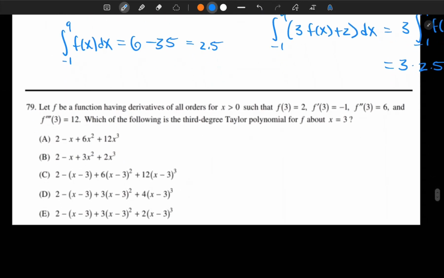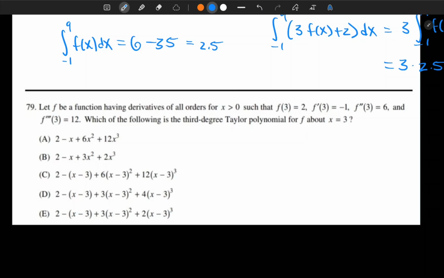Next, let f be a function having derivatives of all orders for x greater than 0, such that f of 3 is equal to 2, f prime of 3 is equal to negative 1, f double prime of 3 is equal to 6, and f triple prime of 3 is equal to 12. Which of the following is the third degree Taylor polynomial for f about x equals 3?